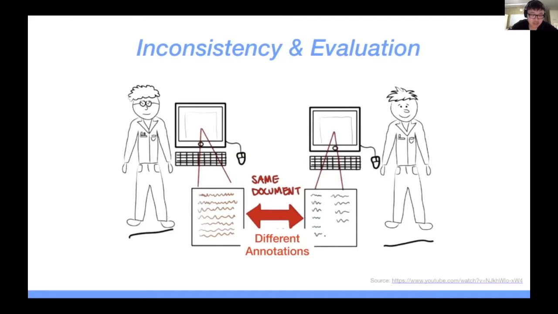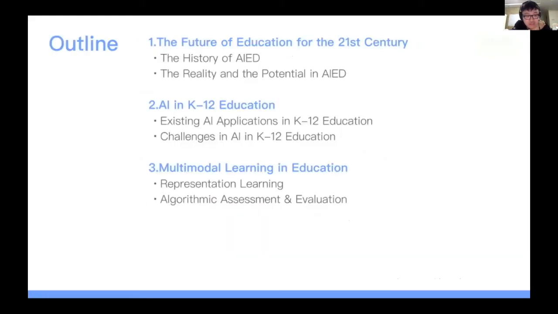But in the educational domain, if you have multiple workers, usually their consistency ratio is very low. This also brings a bunch of challenges when you train the machine learning models, and my colleagues will talk more about the details later. Okay, so this is the second part.